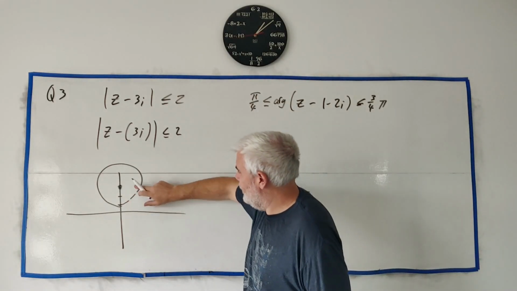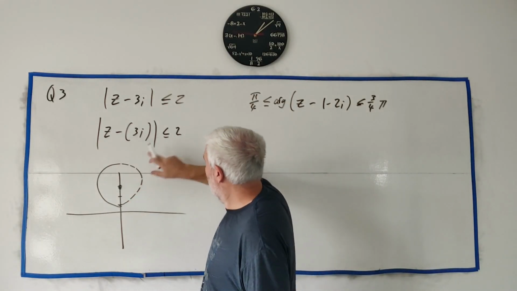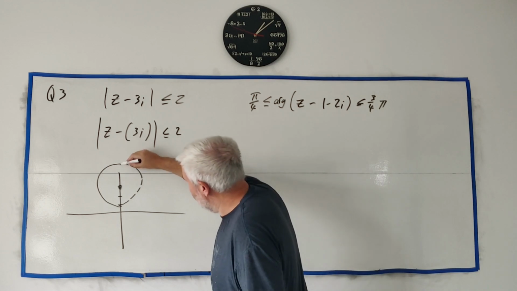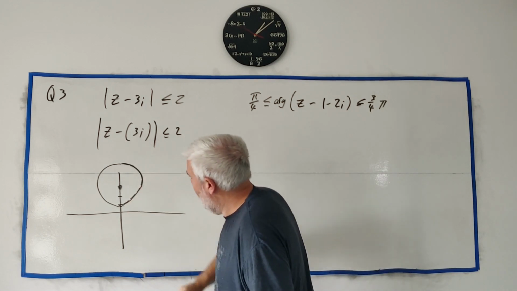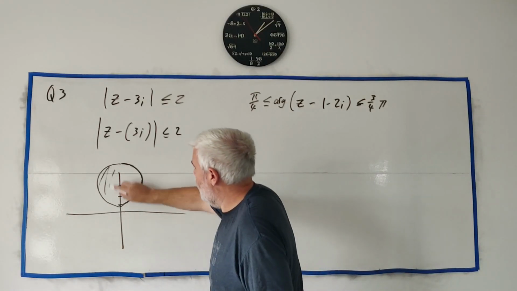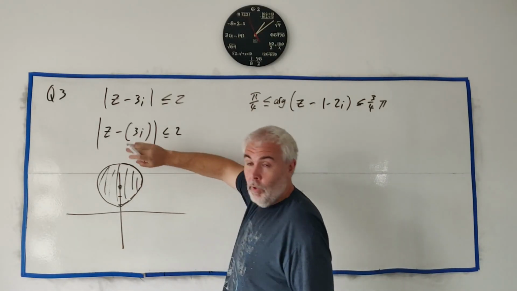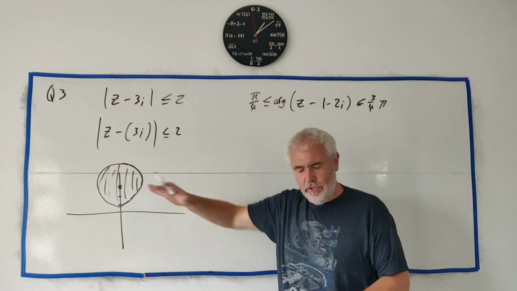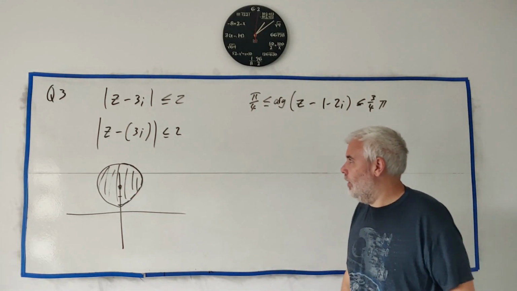I probably should have a dotted circle because, oh no, it's less than or equal to, so sorry, it's not a dotted circle. Okay, so it's on that circle or somewhere in it. So I'd shade this whole circle in. That's what this one looks like. They didn't ask for each of them shaded, but I'll do it.